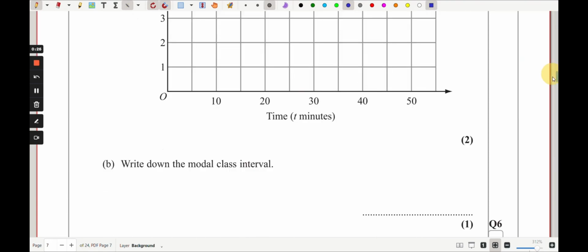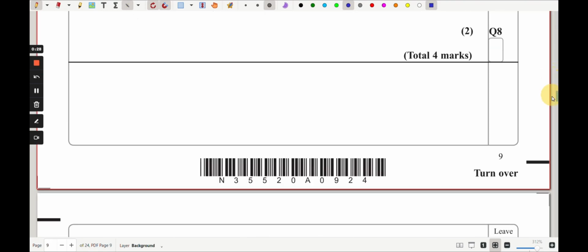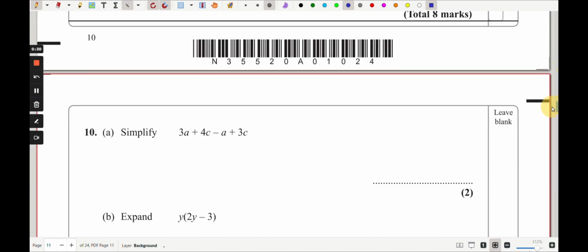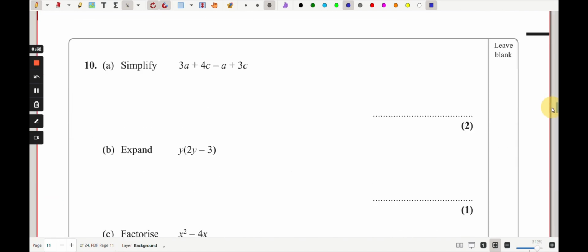Question 10 here is about mathematical expressions. Part A, simplify 3a plus 4c minus a plus 3c. Here we have a mathematical expression and we need to simplify. That means we have to reduce the number of terms.